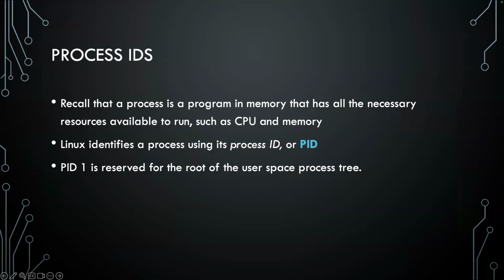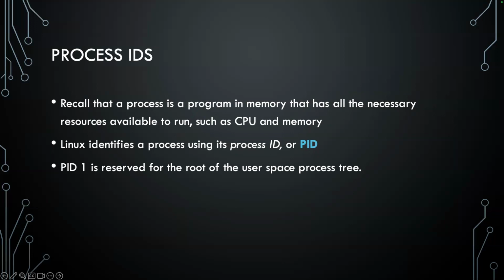So, okay, in Linux, processes, right? Going back to processes. Recall that a process is just a program that's in memory. It's going to have all the necessary resources available to run, has CPU, has memory, has all those things, right? Linux is going to identify a process using a process ID, or a PID. PID 1 is a special process ID, and that's going to be reserved for the root of the user space process tree. So we talked about how a program can have multiple processes. PID 1 is kind of the heart. It has top priority over everything.